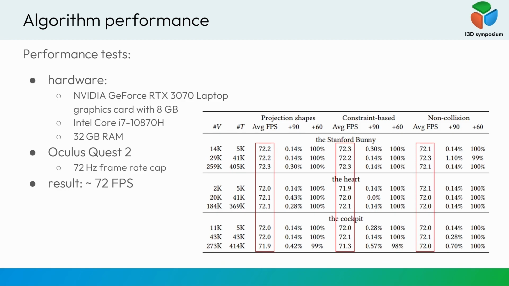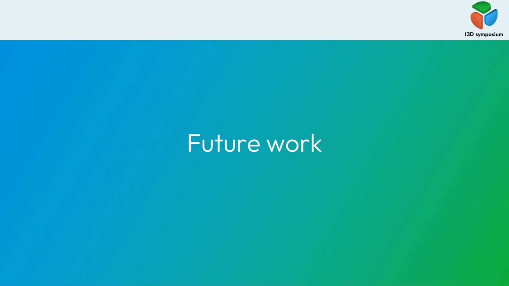The results for all methods, both state-of-the-art non-collision and constraint-based, as well as our projection shapes methods, oscillated around 72 frames per second. It is worth noticing that Oculus Quest 2 has a 72 Hz frame rate cap, so the performance of the application was limited only by the used headset. Our proposed method proved to improve user experience, as well as the precision and the speed of the user's hand movement over the surface of the objects.